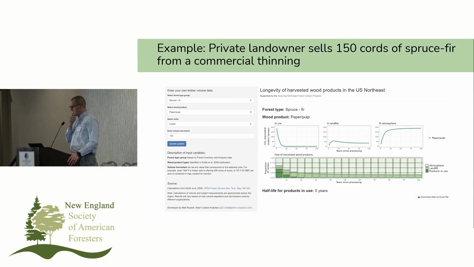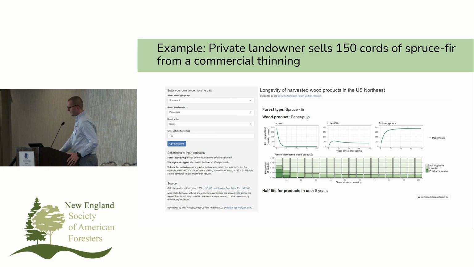So this is one example. Here's a private landowner who sells 150 cords of spruce fir from a commercial thinning. So you can select spruce fir there, and enter that this is going more probably to paper or pulp. Maybe this is smaller diameter stuff going to a paper or a pulp mill. And you can enter cords of wood as your unit, 150 of them, then press the big blue button, and then you'll get these graphs.